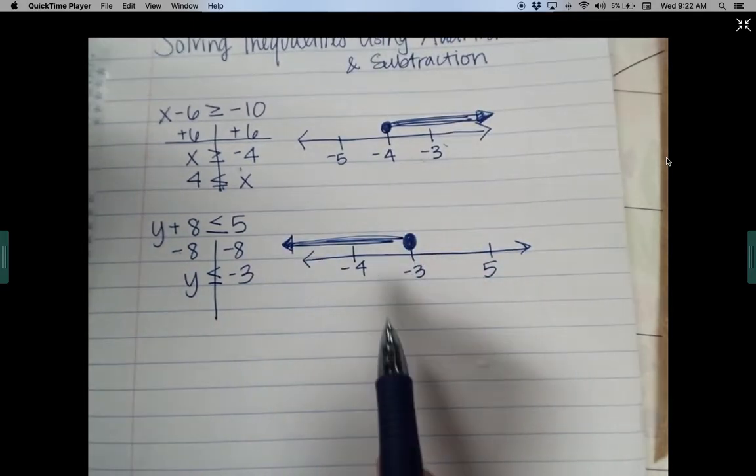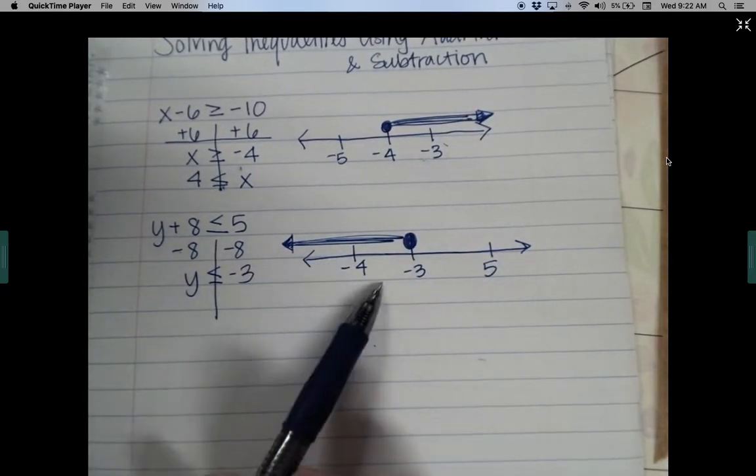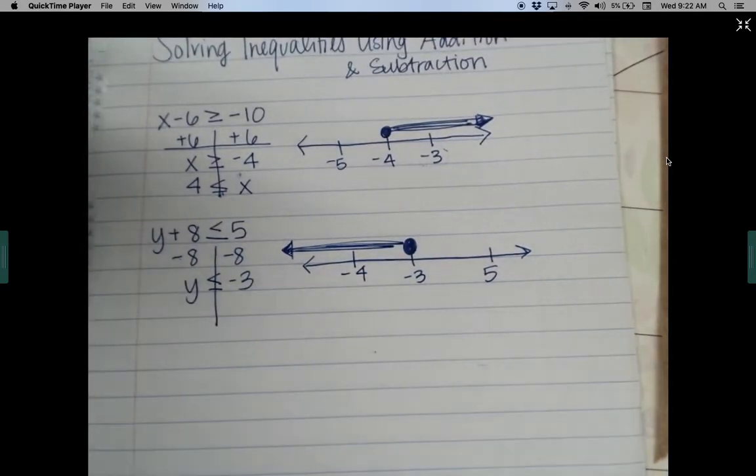So if I said in a sentence negative 4 is less than or equal to negative 3, would that be true? Negative 4 is less than negative 3, so yes, that is true.